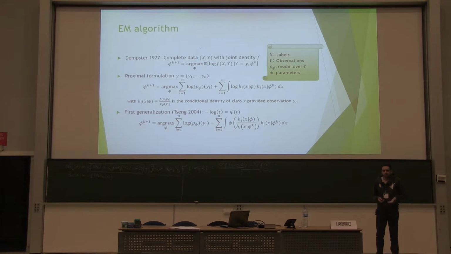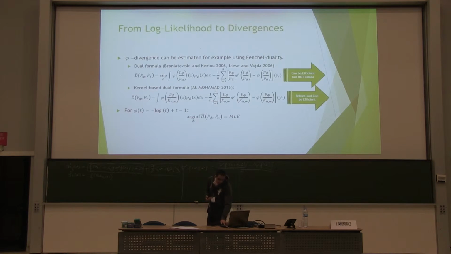And when we work with likelihood estimators, the maximum likelihood estimator is not robust. So the generalization of Tseng does not ensure a robust estimator. And what we need to do is to try to generalize this formula into a robust one, a formula which gives us estimators which are robust.